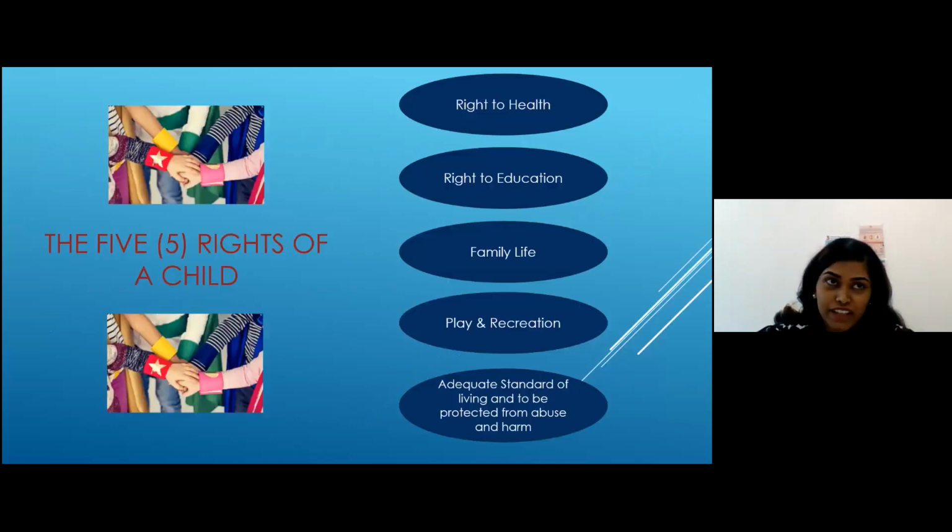To begin with, a child is defined as a human being below the age of 18 years old. So those from the age of 1 up to 17 are considered a child. And for a child, we have five main rights: the right to health, the right to education, family life, play and recreation, and an adequate standard of living, to be protected from all abuse and harm.